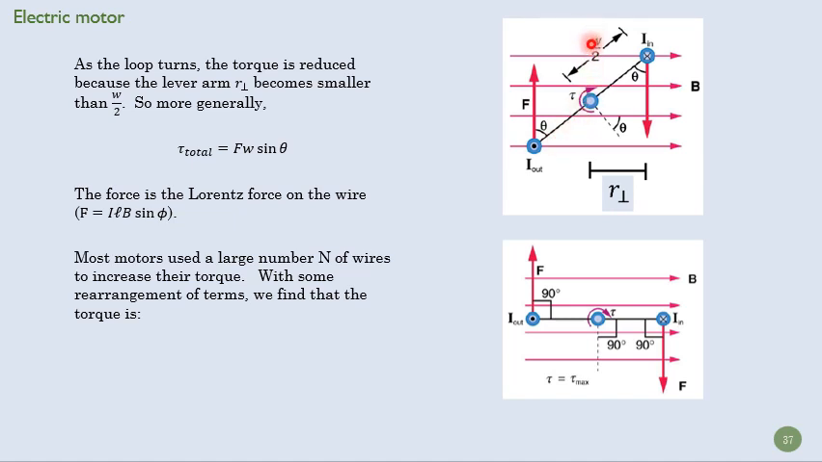And essentially what happens as this guy turns and gets to this point, there's not going to be any torque at all. So there's a lot of torque when the rotor or the loop is oriented like this. It gets smaller as it turns, and it turns into 0 when it gets here.